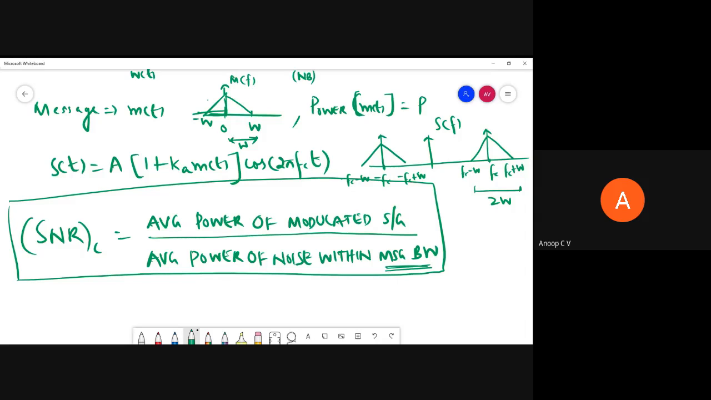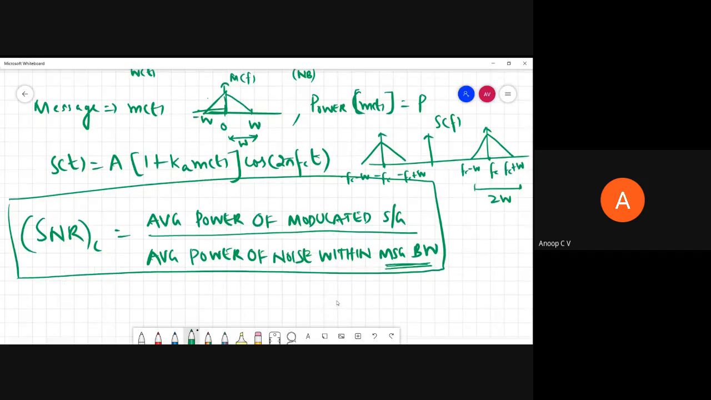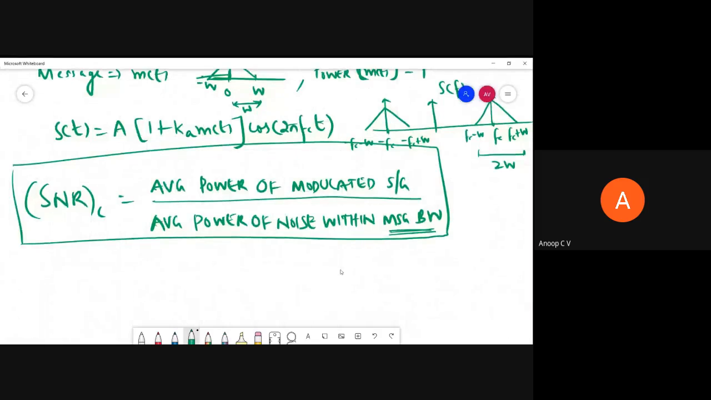So that's why in the case of DSB-SC, when we were considering the noise power at the input for SNR C, we considered it equal to N0 W. But while we were considering it at the output, we considered 2 N0 W. I hope you remember that. I've stressed that point. Maybe that is the only place where you may find it confusing. That is because channel SNR is defined as the average power of the modulated signal divided by the average power of noise within the message bandwidth.